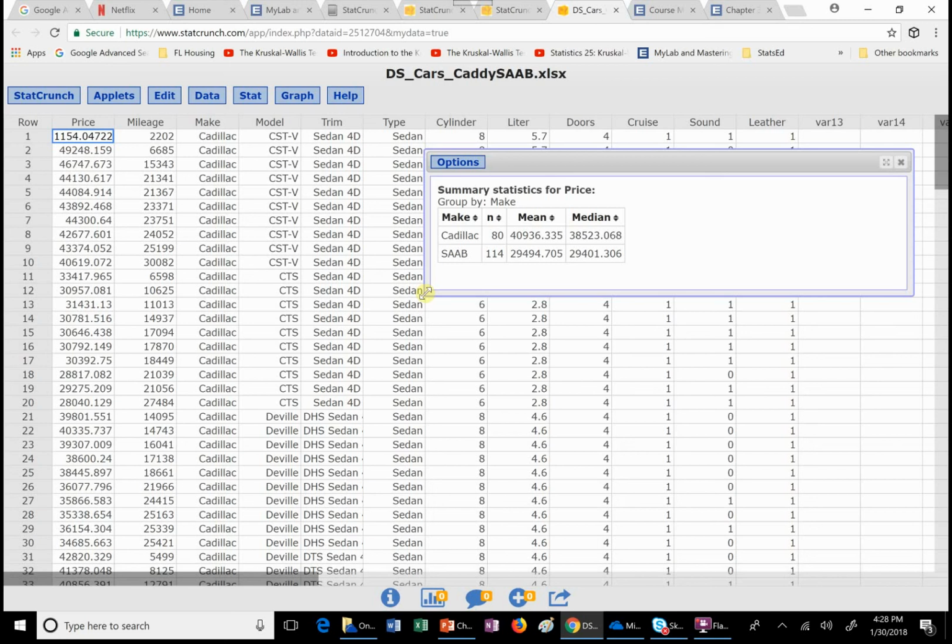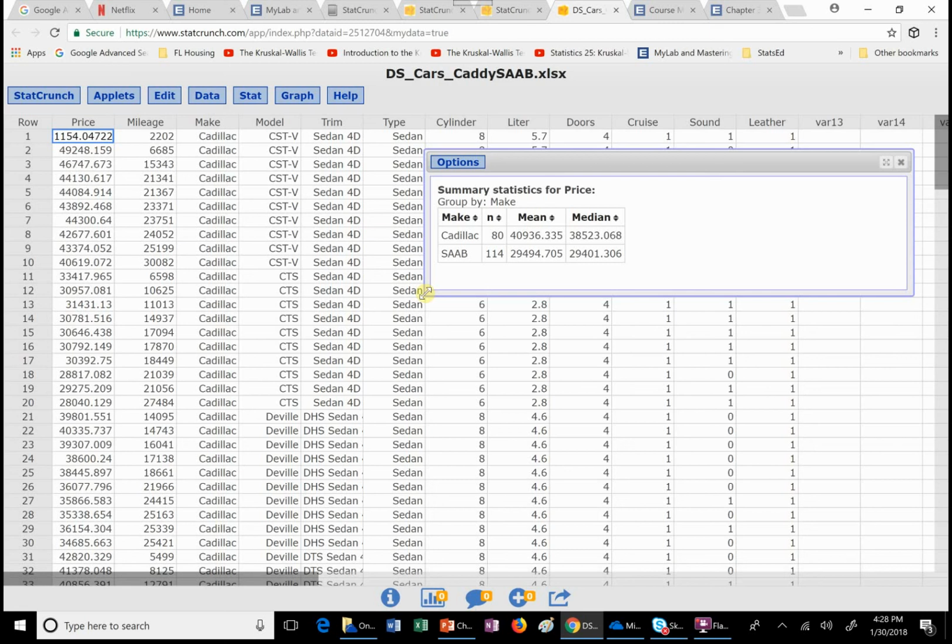Okay, so let me ask you a question. What can we tell from these numbers? Can we tell anything? You asked a really good question: how do we know what's what? What can I tell from these numbers, or what can I guess is going on, do you think? The price is more expensive or higher for Cadillac. Cadillacs are more expensive, right?